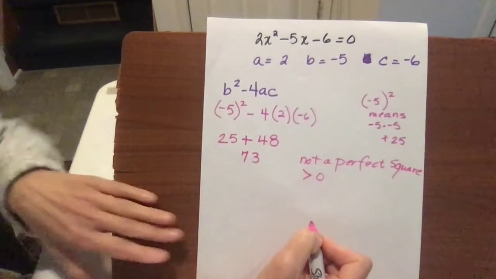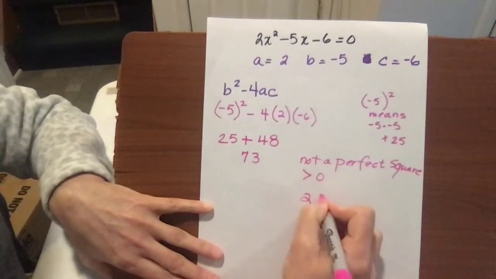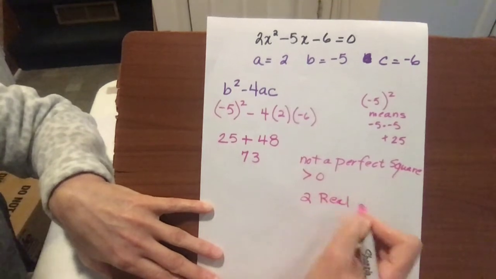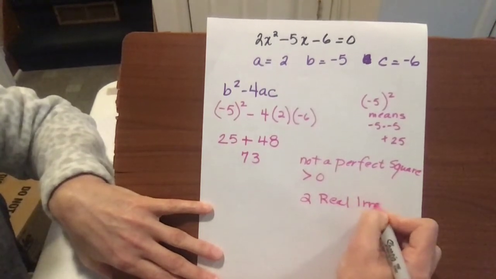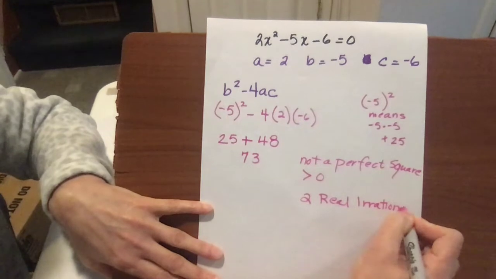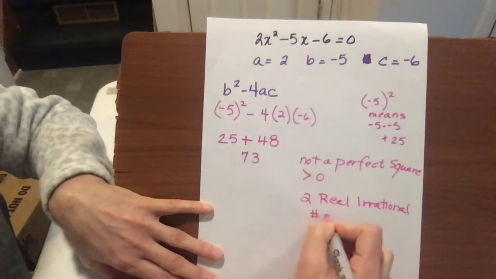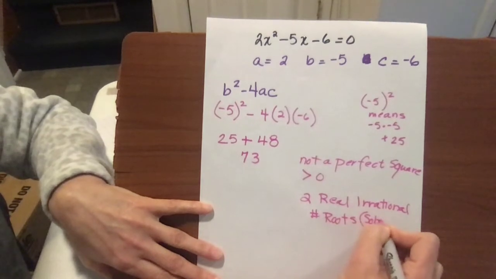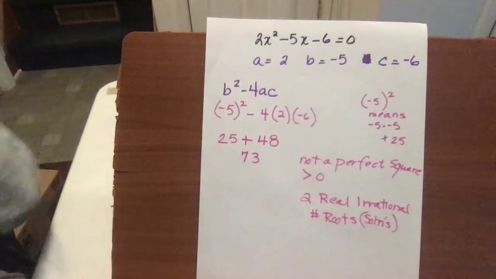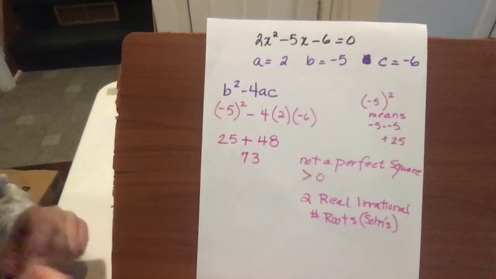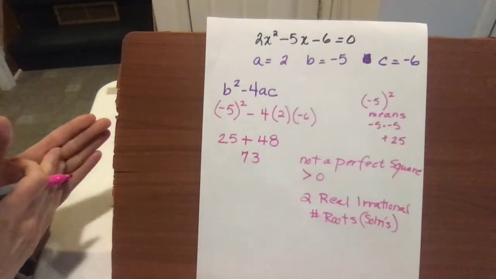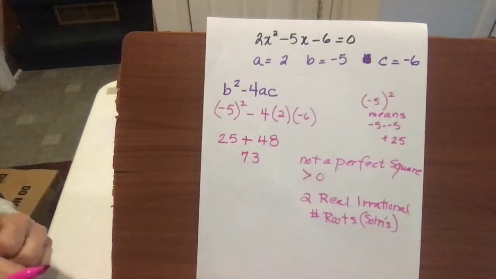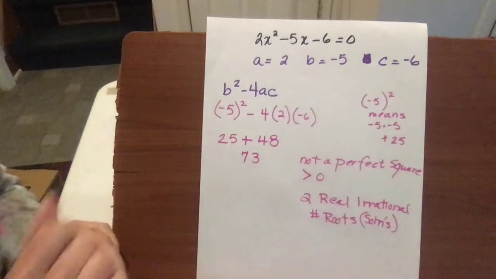Then what we're going to do is we're going to have 2 real number solutions, but they're going to be irrational number solutions, or roots that we call them. Okay, and we'll put that in parentheses as solutions. So whenever this discriminant is greater than 0, like we saw on the last one, was 4, but that 4 was a perfect square, so we had 2 rational numbers.